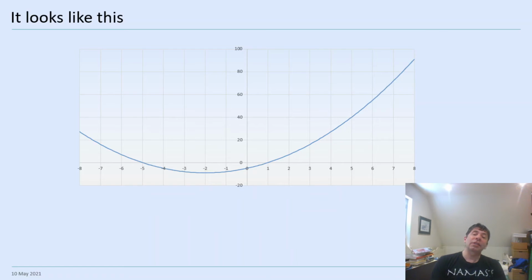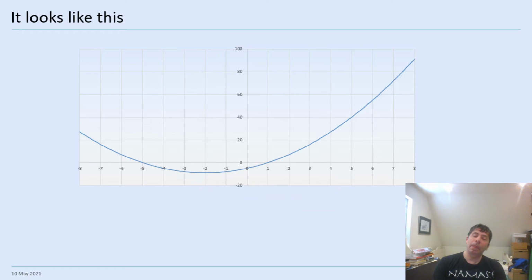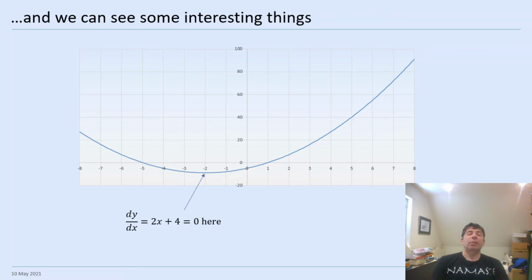It looks like this. This is a picture of the curve of y equals x squared plus 4x minus 5. We can spot some things. Firstly, here, the derivative is 0. So when we put minus 2 into 2x plus 4, we get minus 4 plus 4, which is 0. Where the derivative is 0, the curve goes flat, and this is actually a minimum point. So the curve is flat here, it's a minimum point.